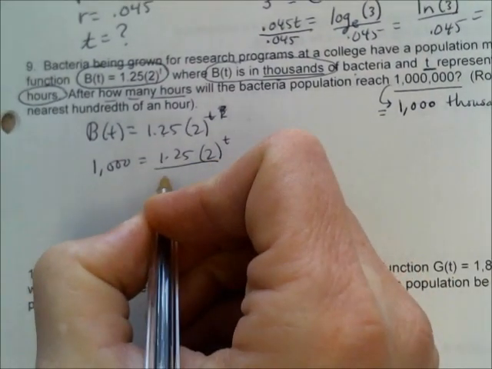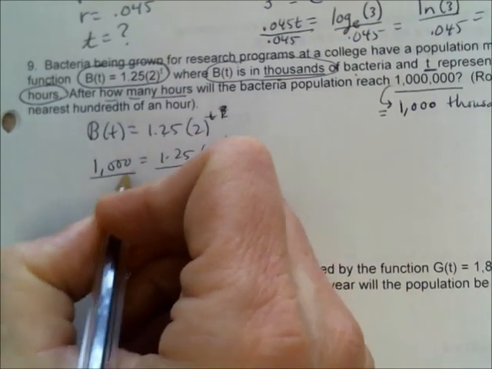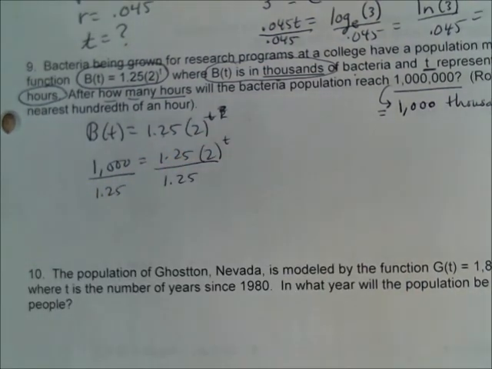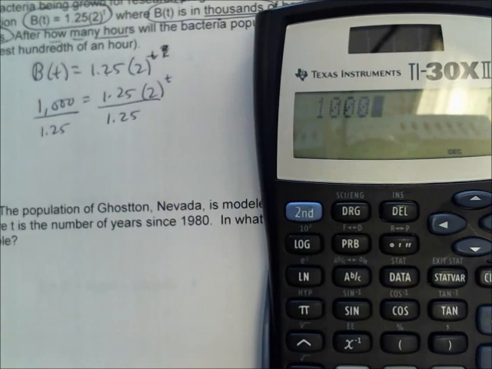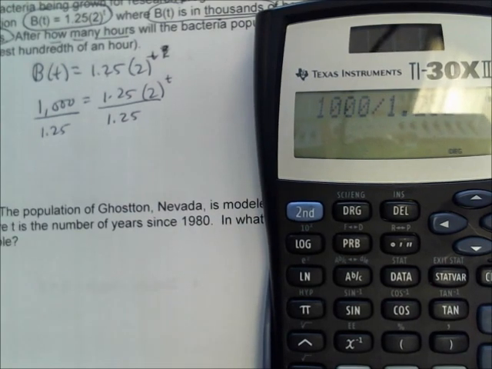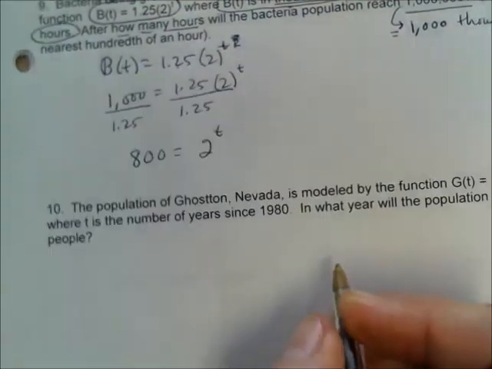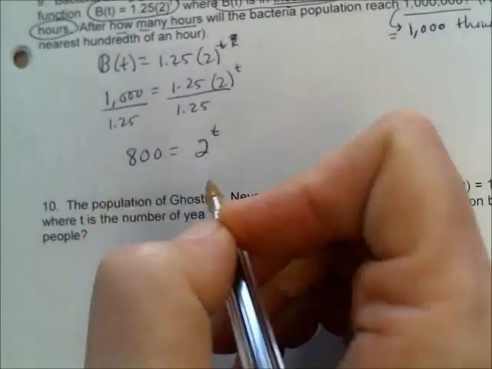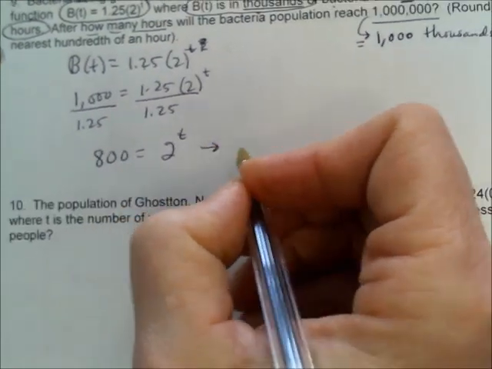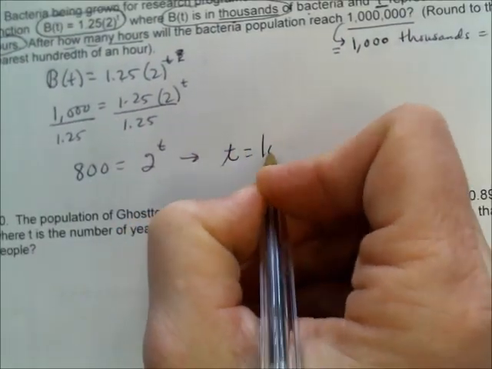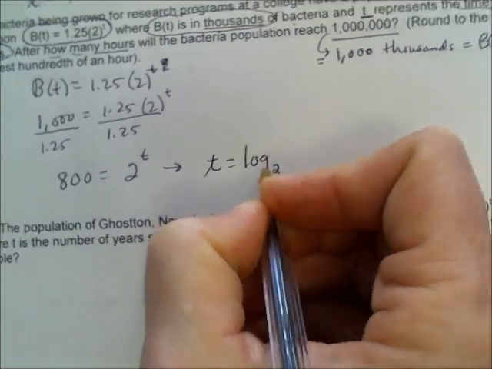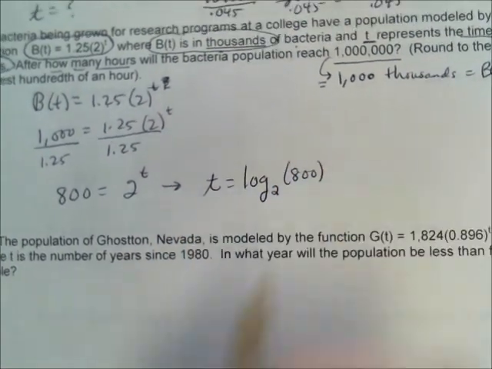So you divide both sides by 1.25. 1,000 divided by 1.25 is 800. So 800 is equal to 2 to the power of t. And now that the base is alone with its exponent, we can just use logs. t is the exponent on base 2 that's going to give us an 800.